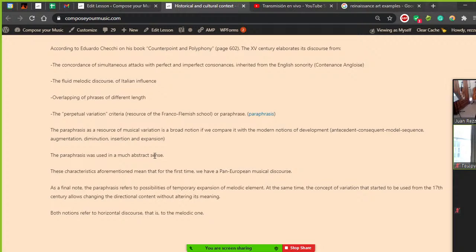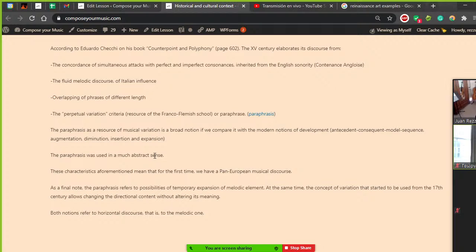The fluid melodic discourse of Italian influence, overlapping of phrases of different lengths. We're going to see everything in these examples. Please take into account this list. So a more fluid discourse, and it started from the Italians. Overlapping phrases of different lengths: when one started, the other one was still there. When one ended, the other one started. That was the overlapping. The perpetual variation criteria results from the Franco-Flemish school of paraphrase, or paraphrasis.